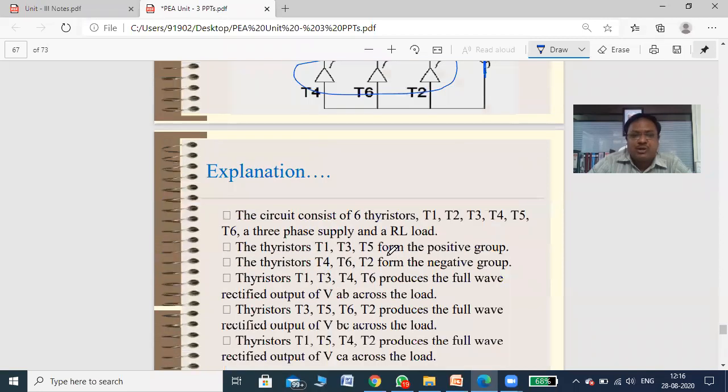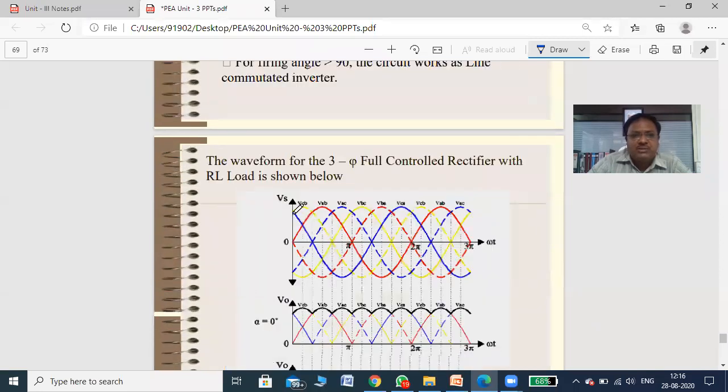It's a 6-pulse converter. It means 1st pulse, 2nd pulse, 3rd pulse, 4th pulse, 5th pulse, and 6th pulse. So during one cycle, there will be a total of 6 pulses. You can see here, this is a complete cycle. If you check the red cycle, a total of 6 pulses are there.